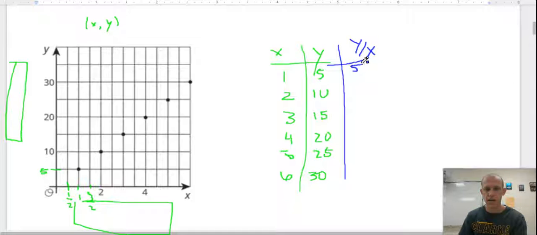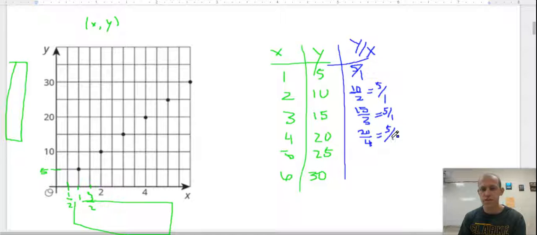So 5 divided by 1, that's already simplified. 10 divided by 2 comes out to be 5 over 1. 15 over 3, yep, that comes out to be 5 over 1. 20 over 4. And if we jump ahead, all of these are going to simplify to 5 over 1, every single one of them. This does have a constant of proportionality, and that COP is 5 over 1.